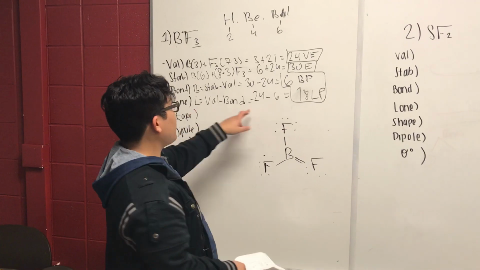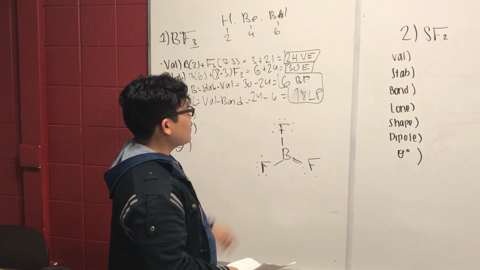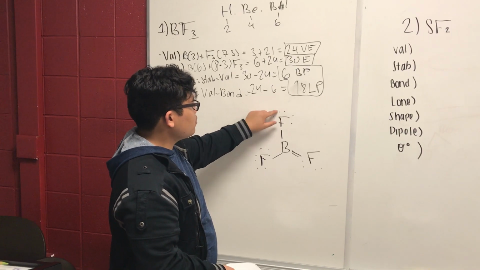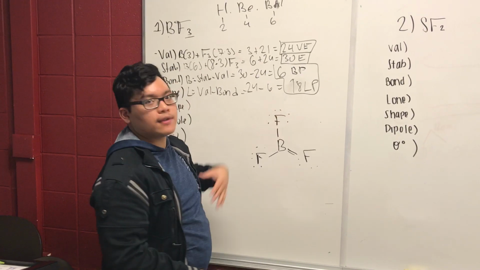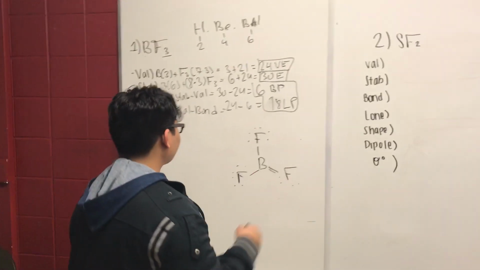Now, lone pairs. How many lone pairs? 1, 2, 3, 4, 5, 6. Never mind. Just use the valence electrons to check your work, like Cassidy said.